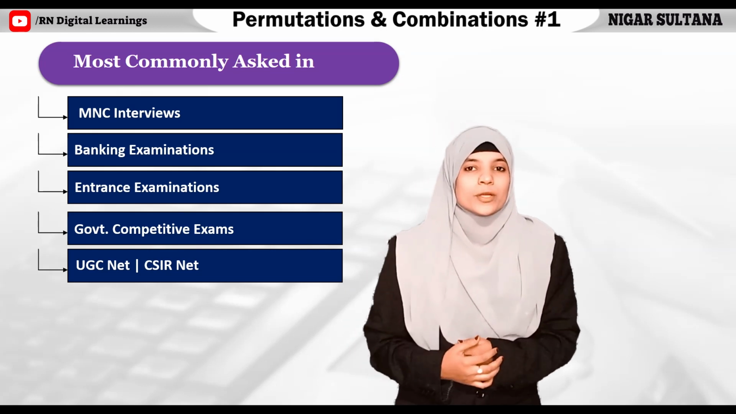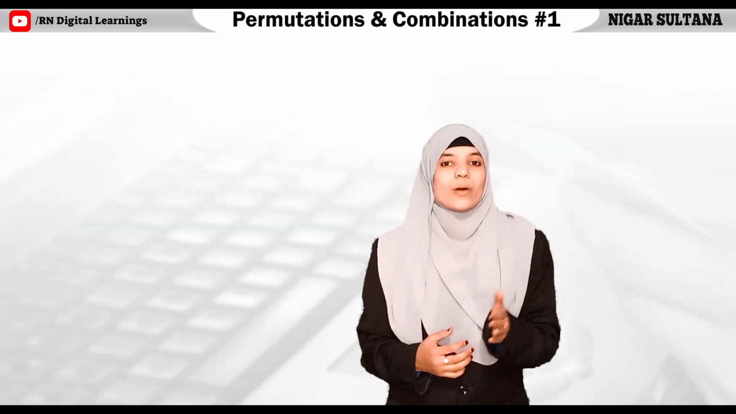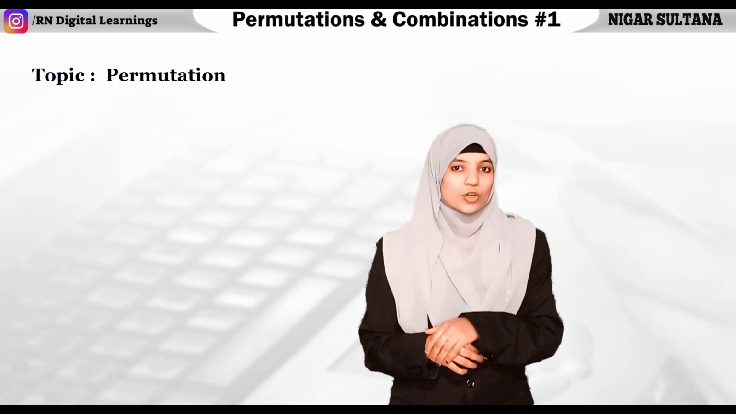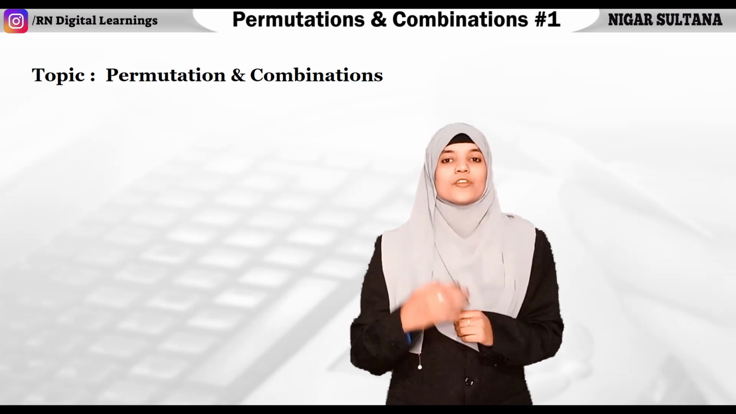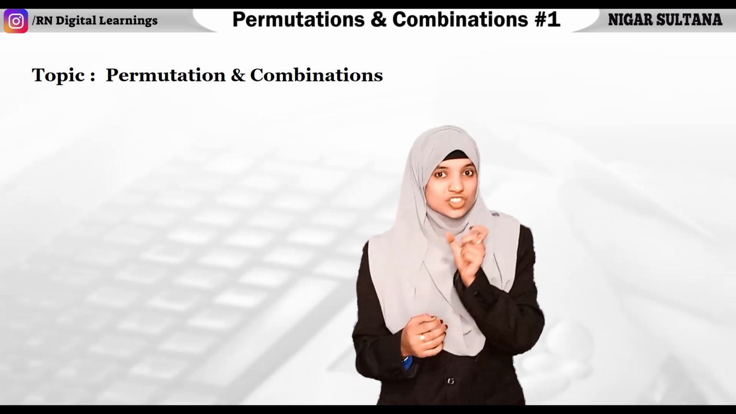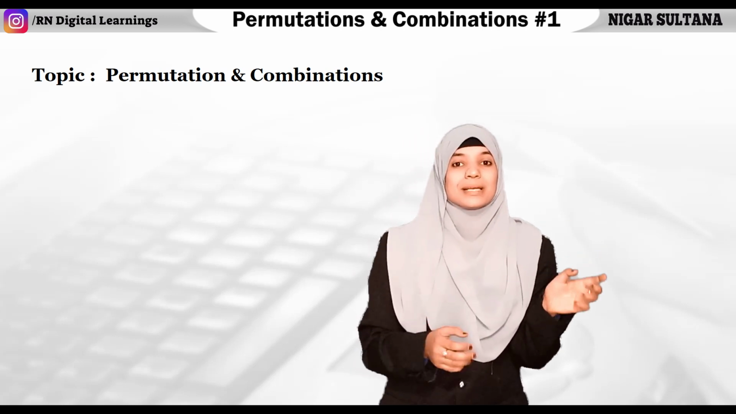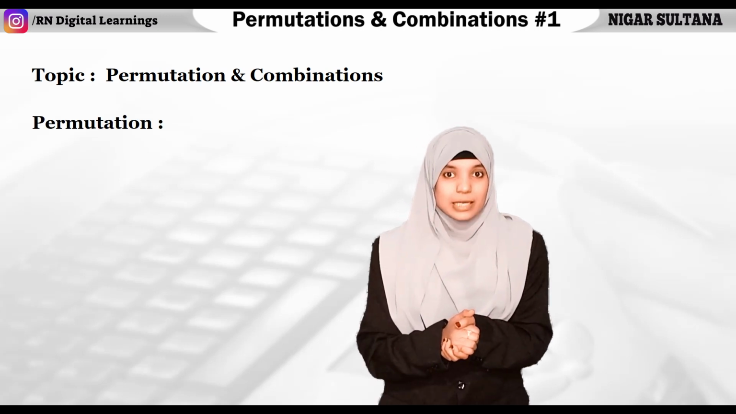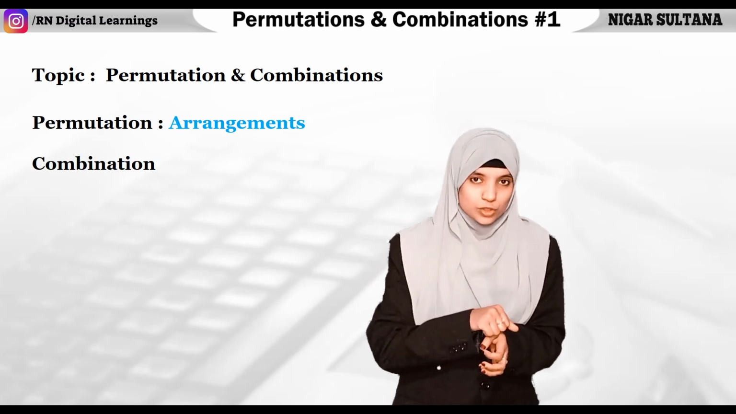To begin with, we are going to start with the easiest concept of quantitative aptitude, that is permutation and combination. Before we start this topic, let's understand these two terms in just one word. Permutation means arrangement of objects. Combination means selection of objects.